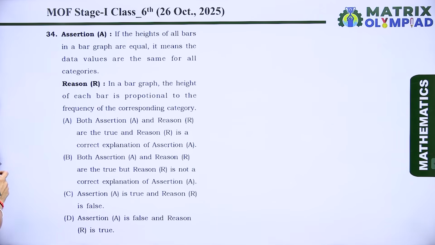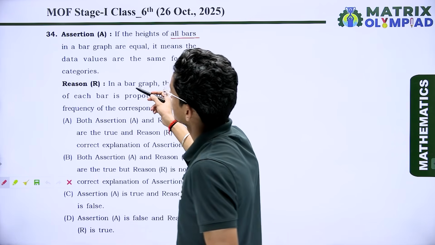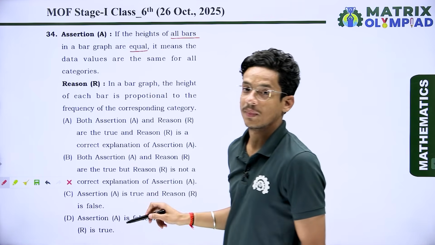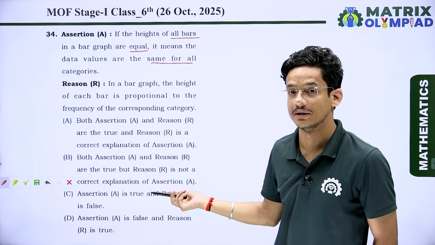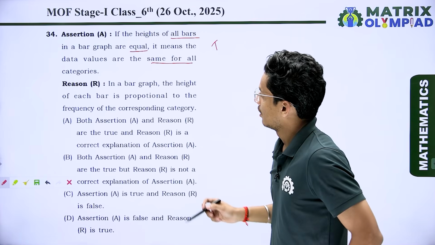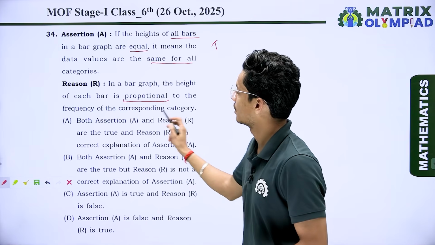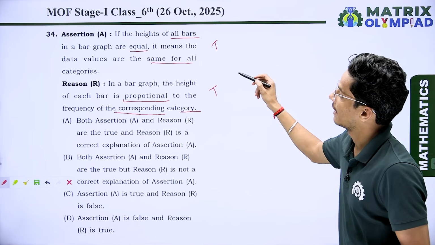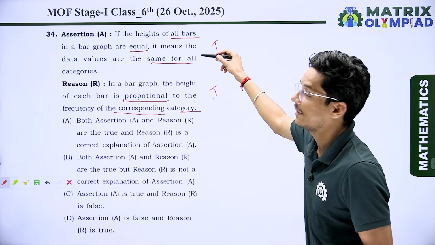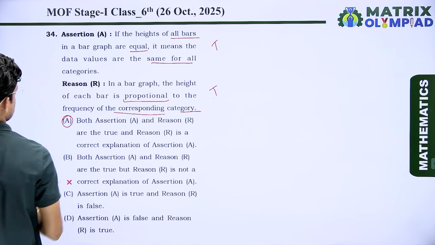Now the next question is based on assertion and reason. If the heights of all bars in a bar graph are equal, it means the data values are the same for all the categories. Yes, this one is true. In a bar graph, the height of each bar is proportional to the frequency of the corresponding category. Yes, this one is also true. And the reason is the correct explanation of the assertion. It means option number A is the correct answer.